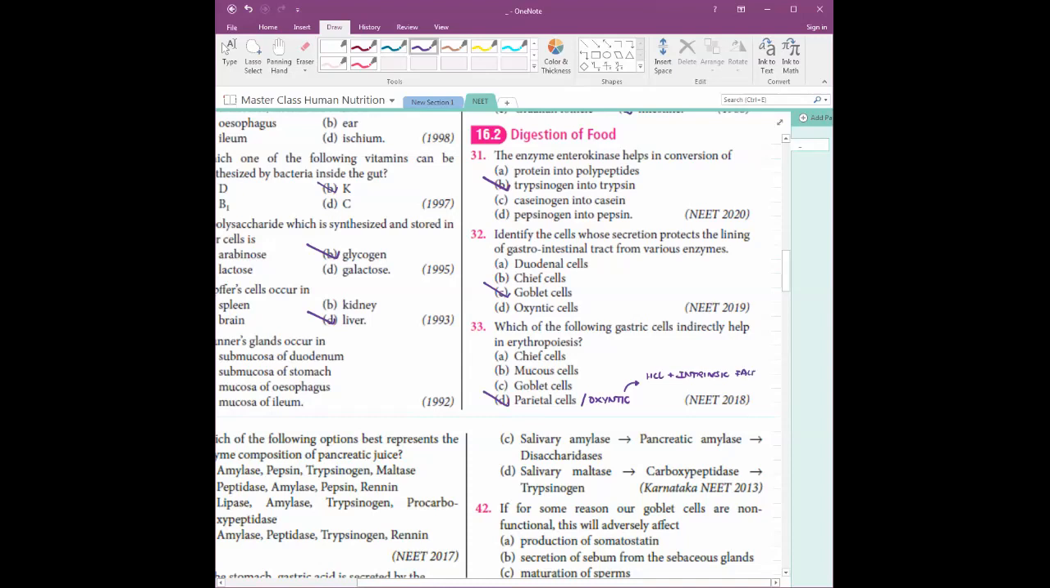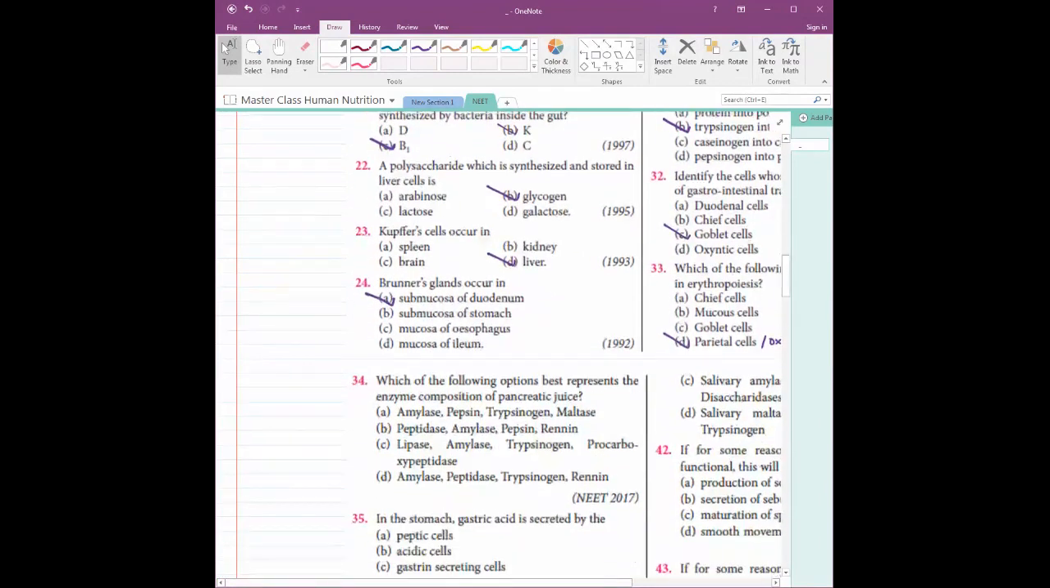Okay, this intrinsic factor is what we call the Castle intrinsic factor. So just remember that this is Castle intrinsic factor, and this is the one which is responsible for giving rise to your RBCs. Formation of RBCs is called erythropoiesis. Okay, next question. Let's move on to Swaroop.